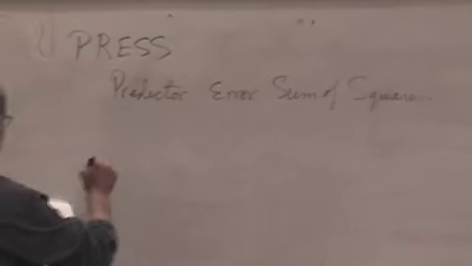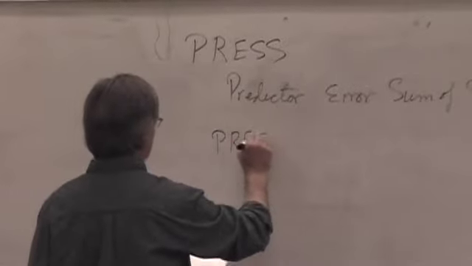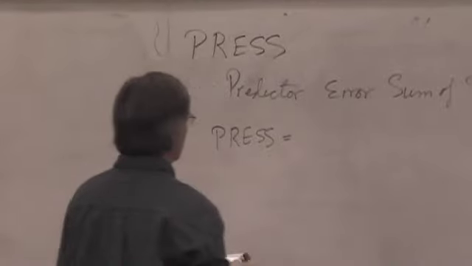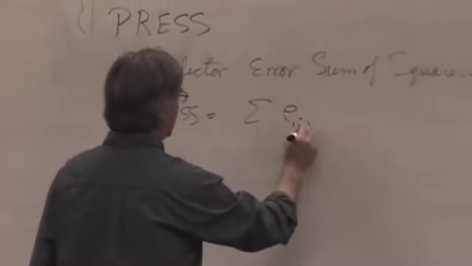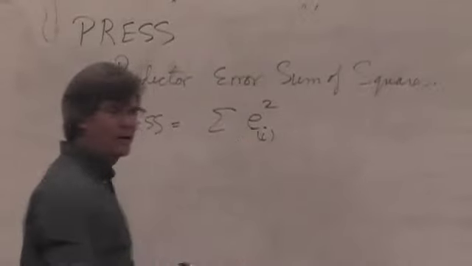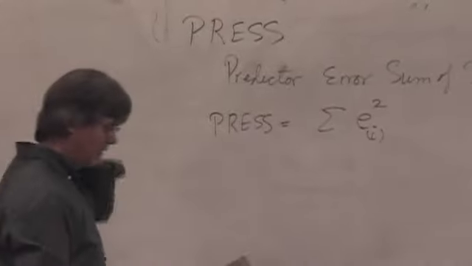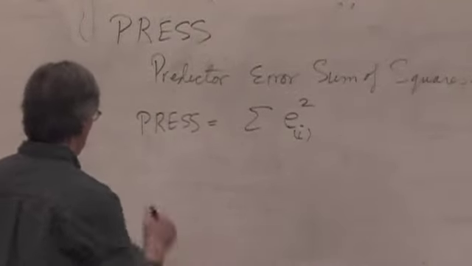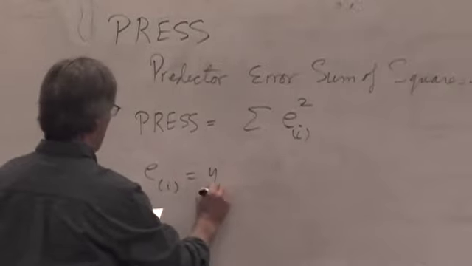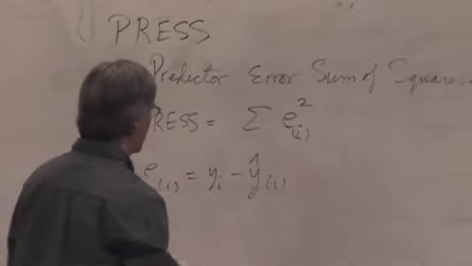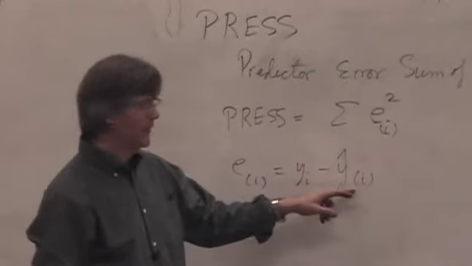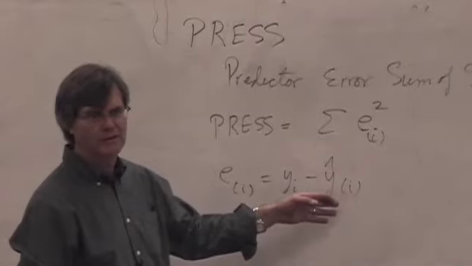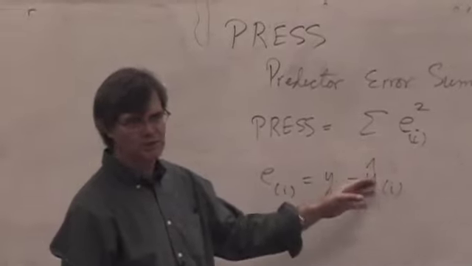So press is defined to be equal to the summation of e deleted i squared. So it's not the sum of the residual squared, but the sum of the deleted residual squared. Where e sub i is equal to yi minus y hat sub i. So I take out the ith observation and calculate the regression coefficients. So the regression coefficients have changed because I've taken the ith observation out.